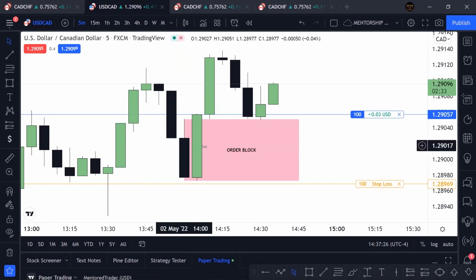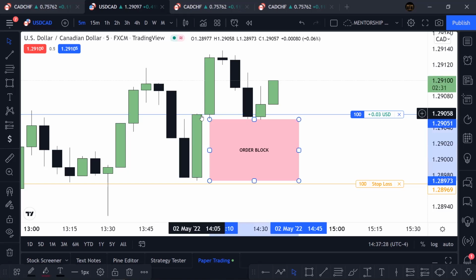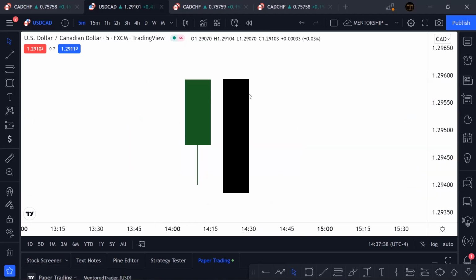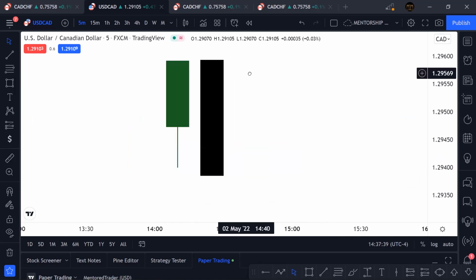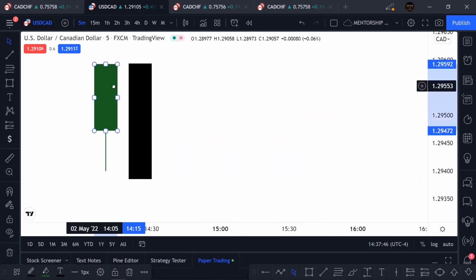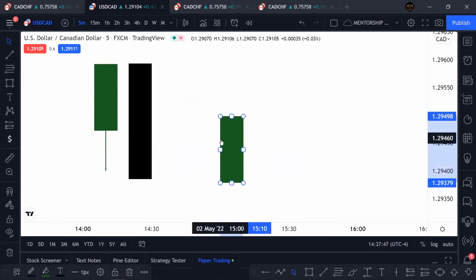Why is it a bullish order block? It was engulfed by a bullish candle, and it has this wick. When you look at this candle, this pattern, it is vice versa. So which is a bearish order block? Sorry, bullish order block.